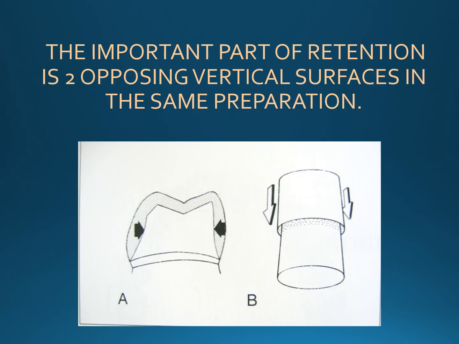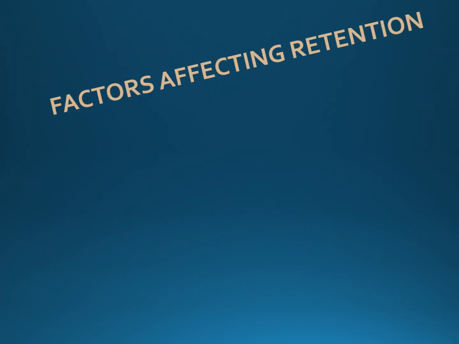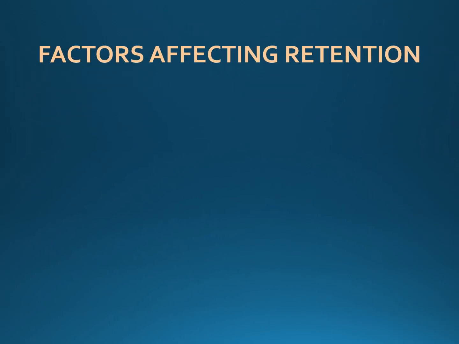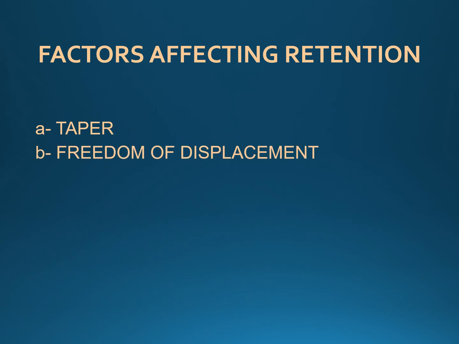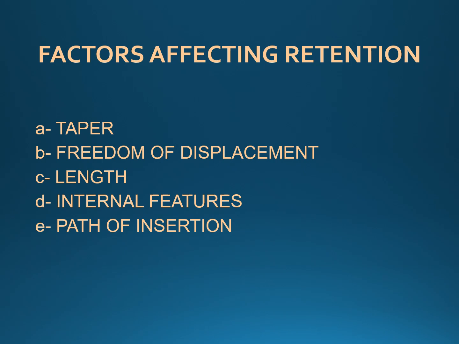The most important part of retention is the presence of two opposing vertical surfaces in the same preparation. It could be the buccal, lingual, mesial, distal surfaces of the tooth preparation in a full crown, or it could be the internal walls as in an inlay cavity. The presence of two, either external or internal walls, offers frictional resistance to displacement of the restoration. So let us see what the factors affecting retention are. First, taper, freedom of displacement, the length of the preparation, internal features, and path of insertion.